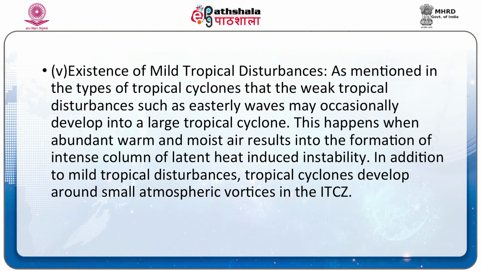Next is the condition of existence of mild tropical disturbances. As mentioned in the types of tropical cyclones, the weak tropical disturbances such as easterly waves may occasionally develop into a large tropical cyclone. This happens when abundant warm and moist air results into the formation of intense column of latent heat induced instability. In addition to mild tropical disturbances, tropical cyclones develop around small atmospheric vortices in the ITCZ.